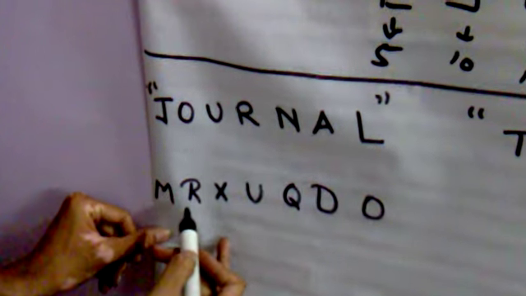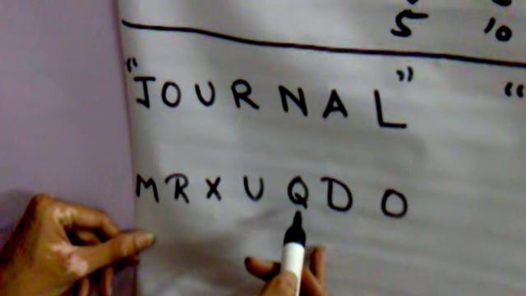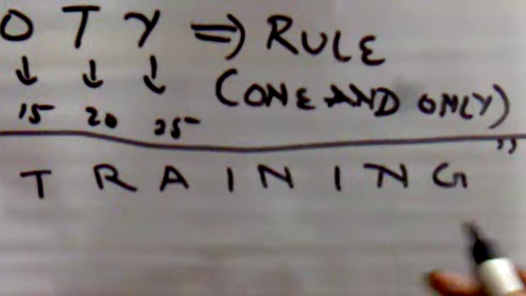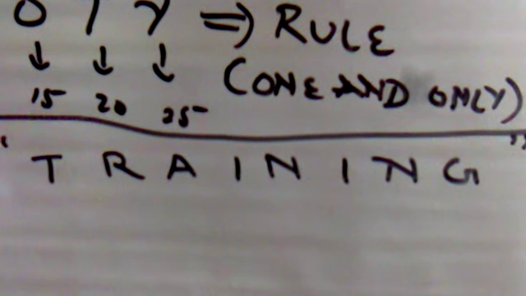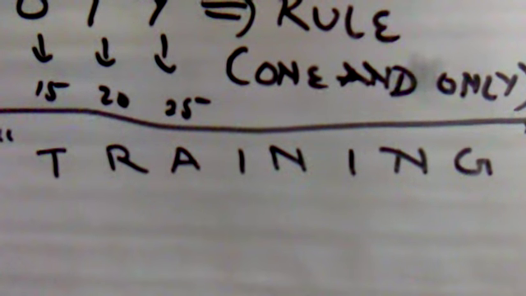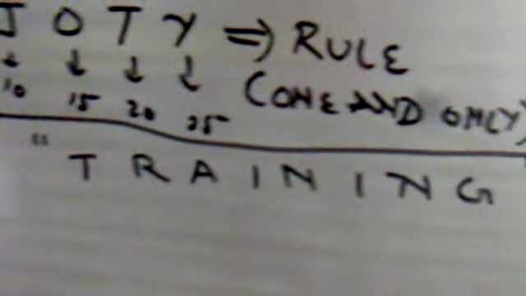Journal is coded as MRXUQDO, then what would be training coded as? Did you get the question? The question is that if journal is coded as MRXUQDO, then what would be training coded as?